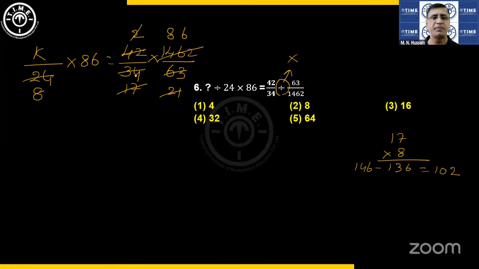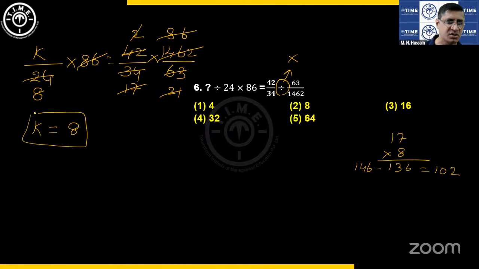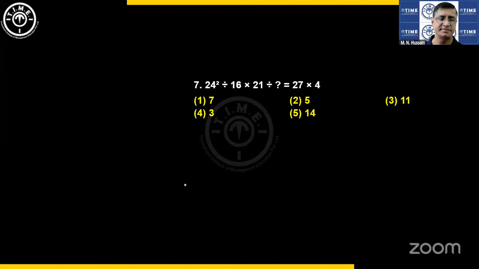Now simplify. 86 and 86 get cancelled. Now what is the value of k? The value of k is 8. Means question mark is equal to 8. Answer choice 2. The second choice is the right answer. Choice number 2. Okay. Now moving to the next example. Question number 7 on your screen.